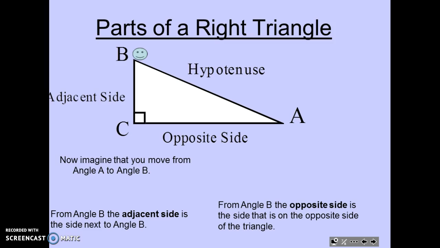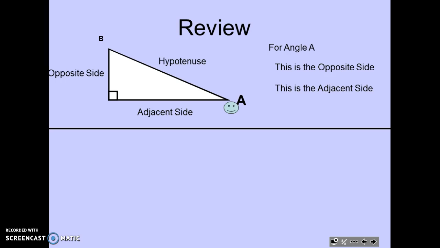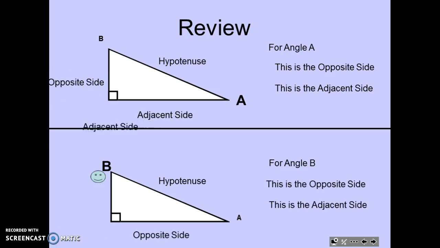You will never, ever, ever start at your 90 degrees. Never, ever start at 90 degrees. So there's only two spots where we're going to start. Review. If I start at A, I have my hypotenuse, my opposite, and my adjacent. If I move, I still have my hypotenuse, but now my opposite and my adjacent switch. Are we good with that? Questions? Okay.